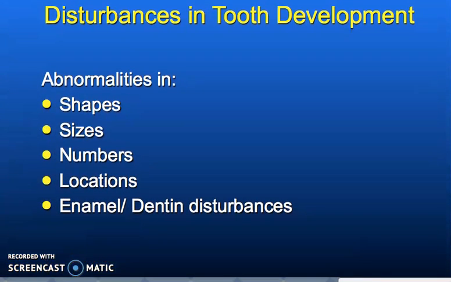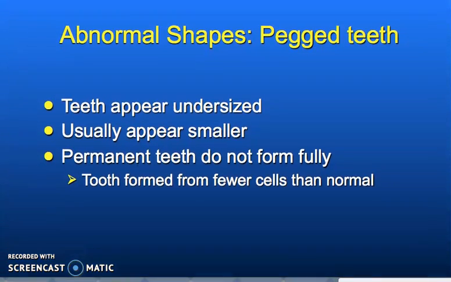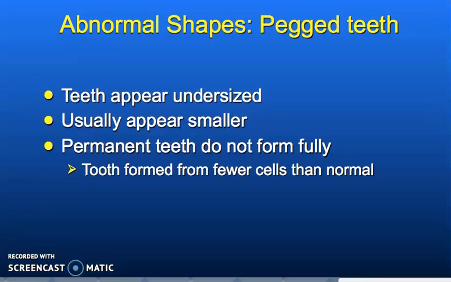Okay, so disturbances in tooth development. We have abnormalities in shape, sizes, numbers, locations, enamel, and dentin. So let's look at some of those problems. We've talked about the pegged teeth before, pegged laterals. That's an abnormal shape. The teeth appear undersized, usually smaller.